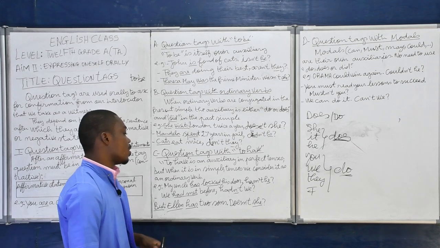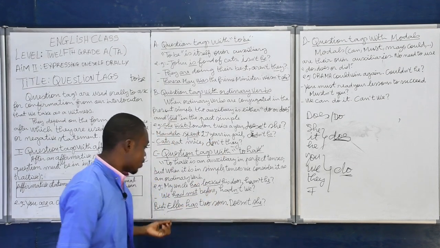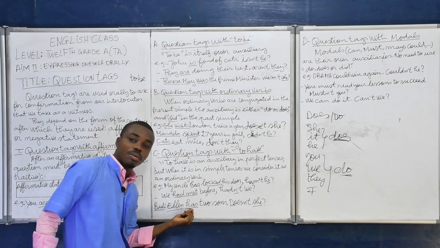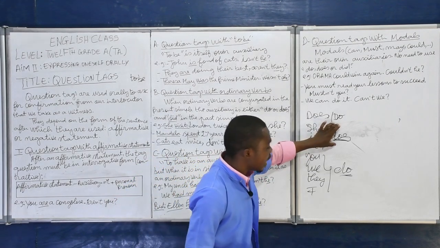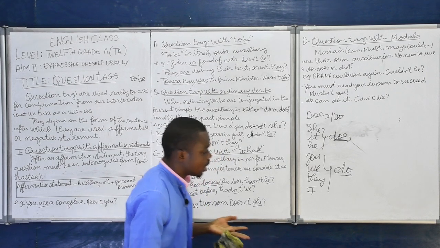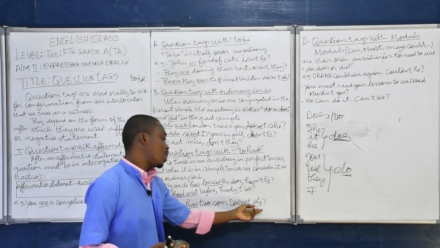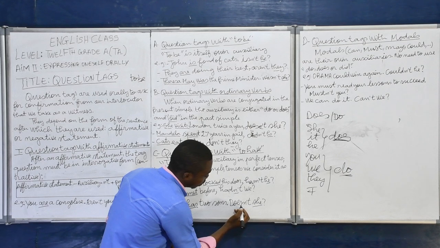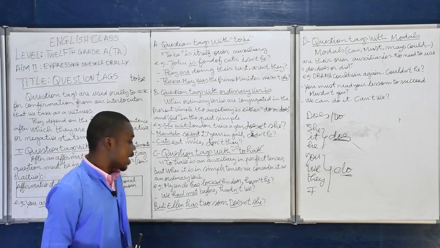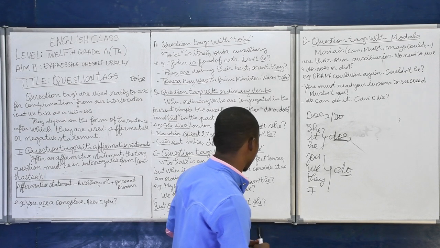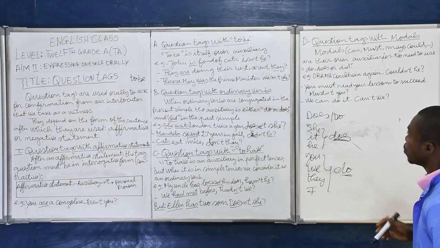Okay, she. And how to find the auxiliary? Whenever you discover that the sentence, or the verb, is in the present simple, automatically in your head, you have either does or do as auxiliary. And you have to take into account the subject. Since our subject here is she, we're going to use does, to which we add n't. Doesn't she? Hélène has two sons, doesn't she? Okay.